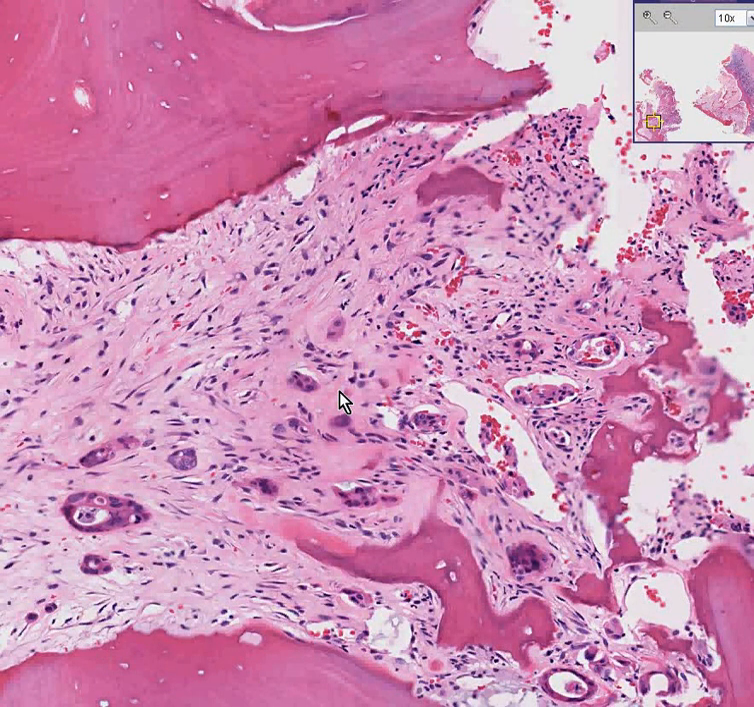90% of the time when widespread metastatic carcinoma involves bone in a male, prostate is the primary. 90% of the time when widespread metastatic carcinoma involves the bone in a female, breast is the primary.